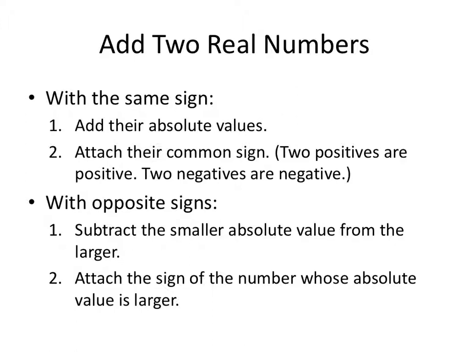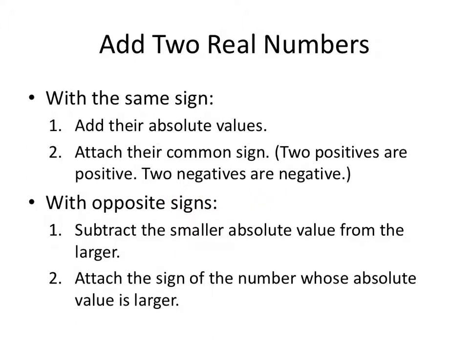Alright, so to add two real numbers, if they're the same sign, so both positive or both negative, add their absolute values, and then attach their common sign. So if you add two positive numbers, the result is positive. If you add two negative numbers, the result is negative.